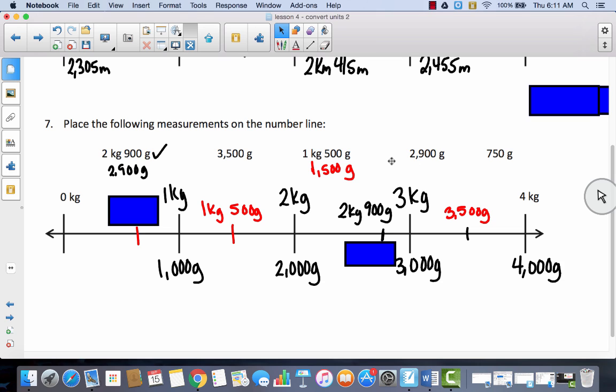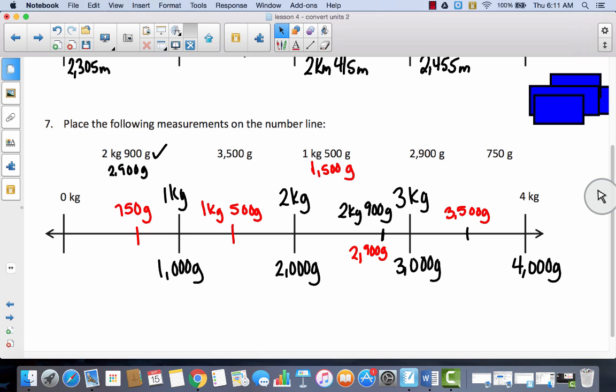This one was already in grams. Now I'm going to be honest with you, this one kind of surprised me because I thought, well, 2,900 grams, and I came down here and I thought, well, that's between 2,000 and 3,000. I thought, hold on, that's the same thing as what we already did. So I just wrote this one below it because we already did that one. So these are the same. And then I had 750 grams. Well, 750 is going to be less than 1,000, so this comes between 0 and 1 kilogram because this is actually less than 1 kilogram, and I put 750 grams here.